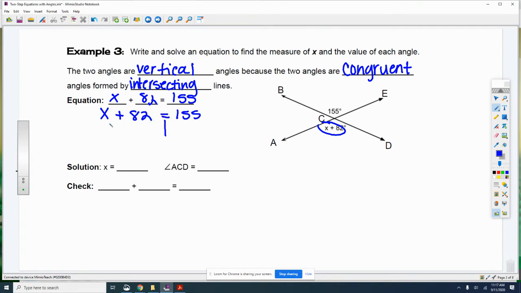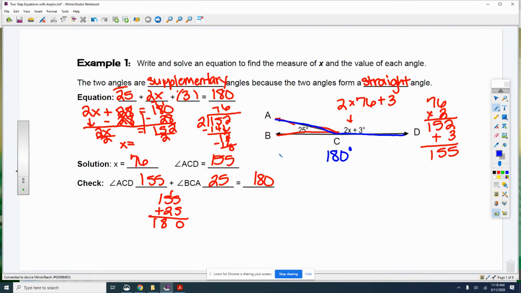I'm going to split my river and minus 82 on each side. And I get 73. Okay, so angle ACD is 73. And so I'm doing 73 plus the 82 and seeing if I get 155. And I do.